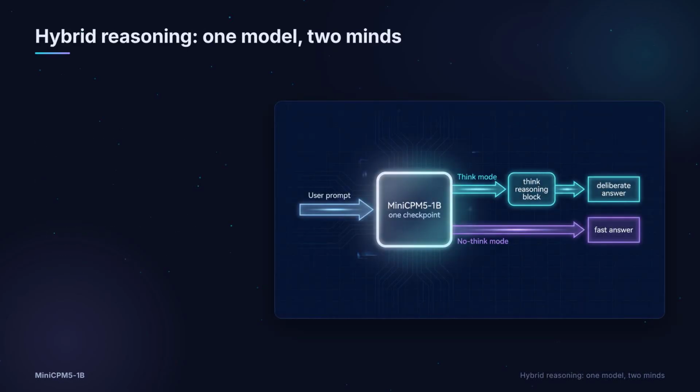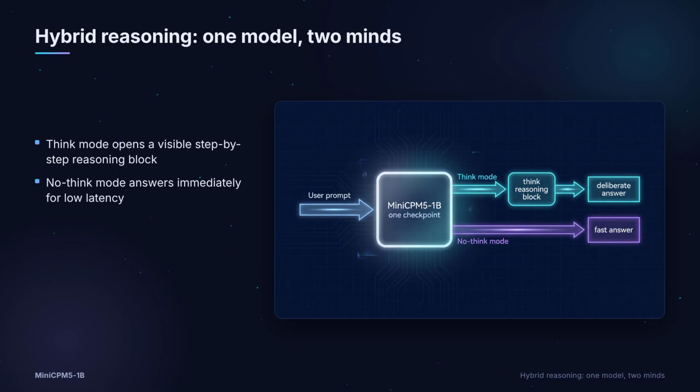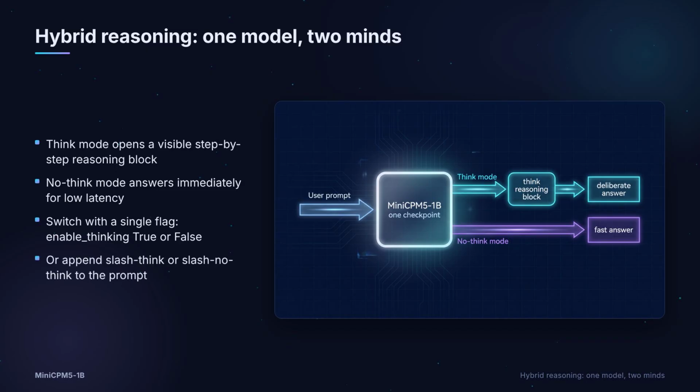The headline capability is hybrid reasoning. The same weights can operate in 2 distinct modes. In think mode, the model first writes out a visible, step-by-step reasoning block before committing to an answer. This is ideal for math, logic, and multi-step problems. In no-think mode, it skips that deliberation and answers immediately, which is perfect for quick chat and knowledge questions where speed matters. You choose the mode at prompt build time with a single flag called enable_thinking, set to true or false. Alternatively, you can simply append /think or /nothink to the end of your question. No model swapping, no reloading, just 1 flag.